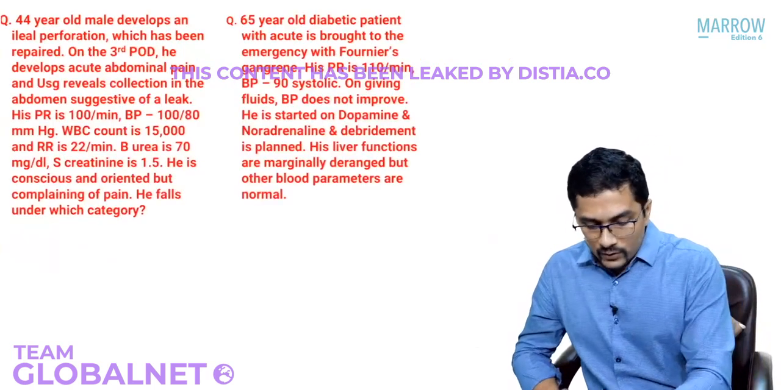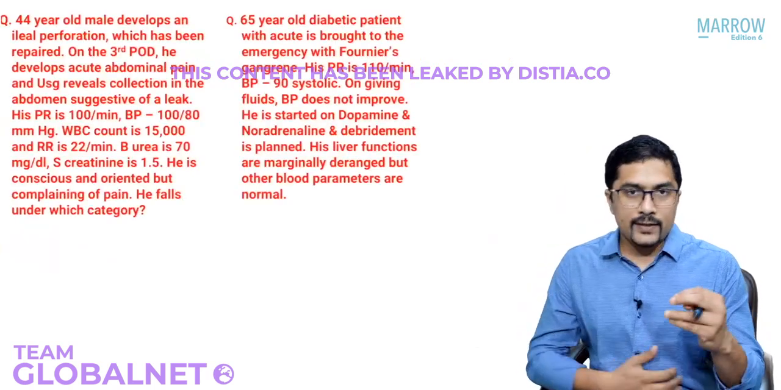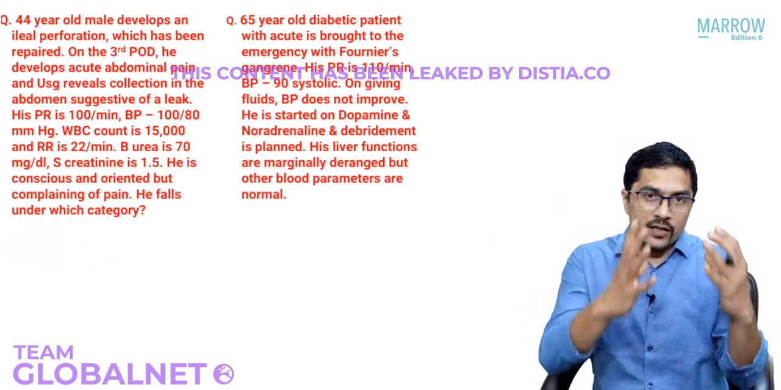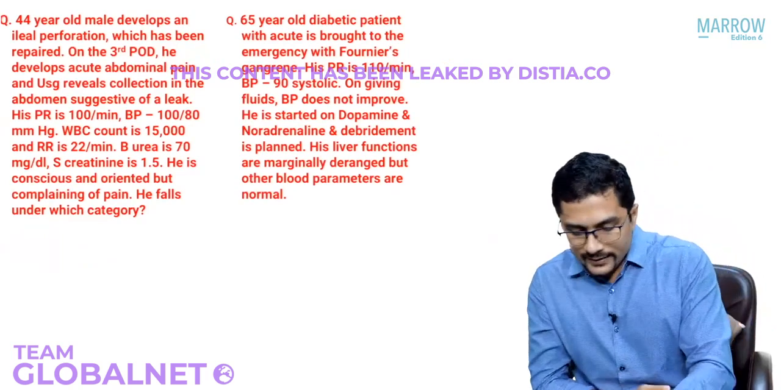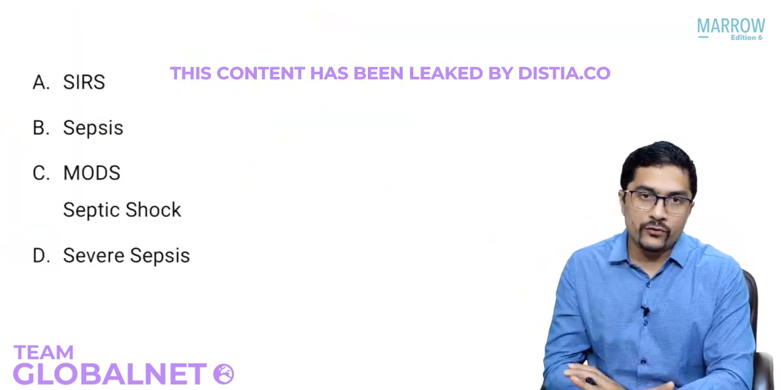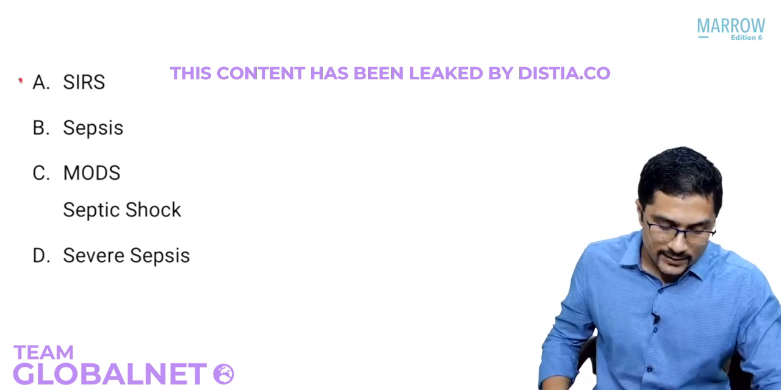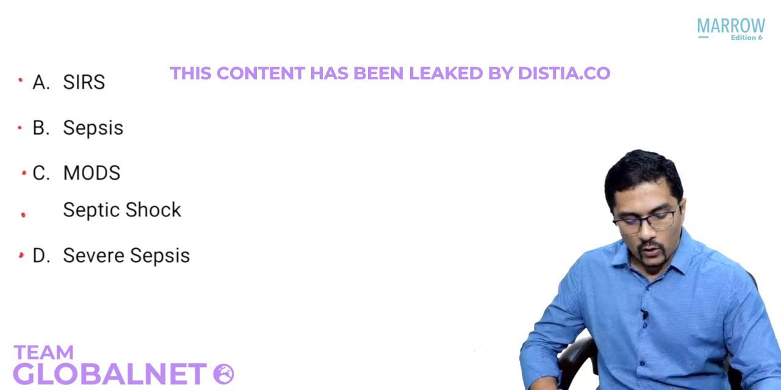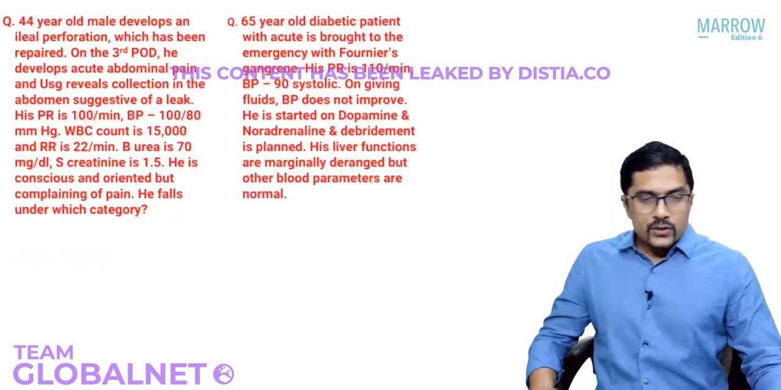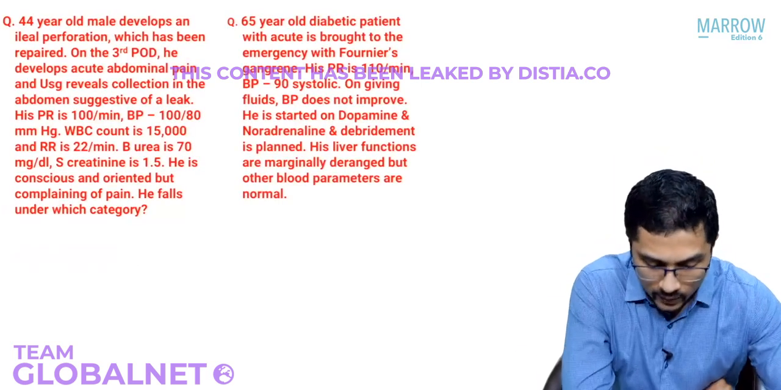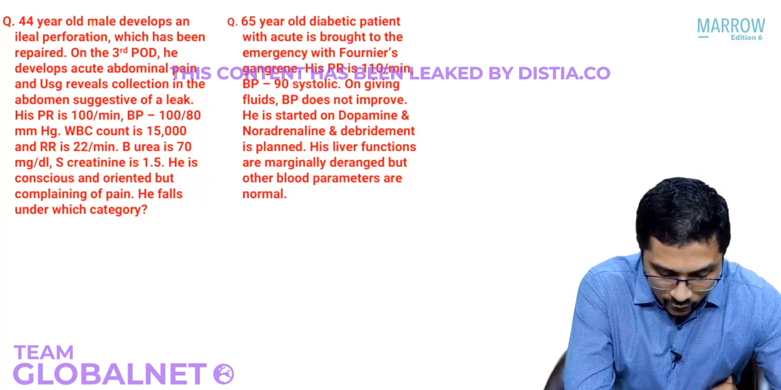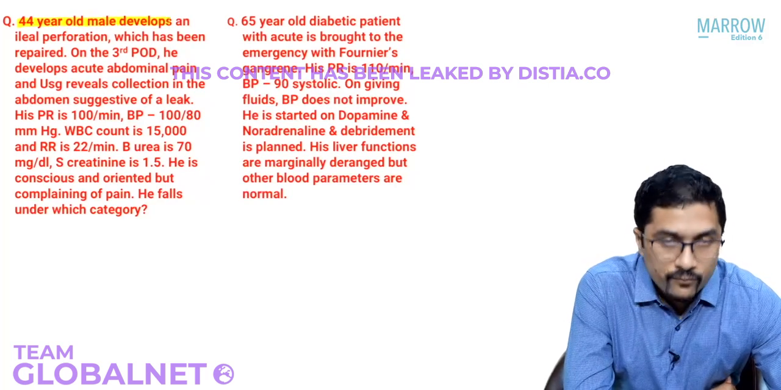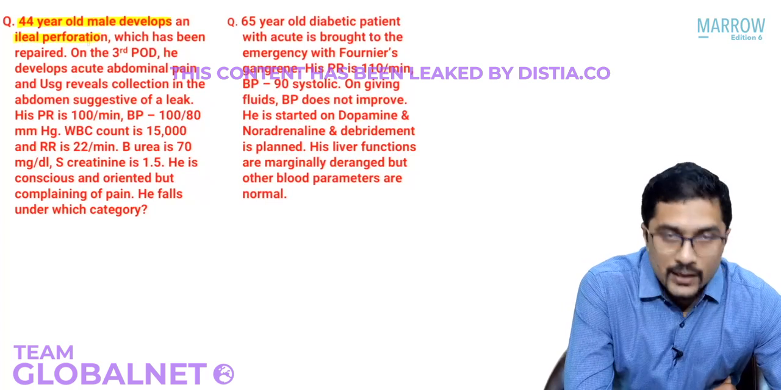Okay, so this is a very important question. This is where you're given a clinical scenario and these are the options which you have to choose from. Whether the patient has SIRS, sepsis, MODS, septic shock or severe sepsis. So let's look at the statements and see what the patient has. You have a 44-year-old male. He has an ileal perforation.